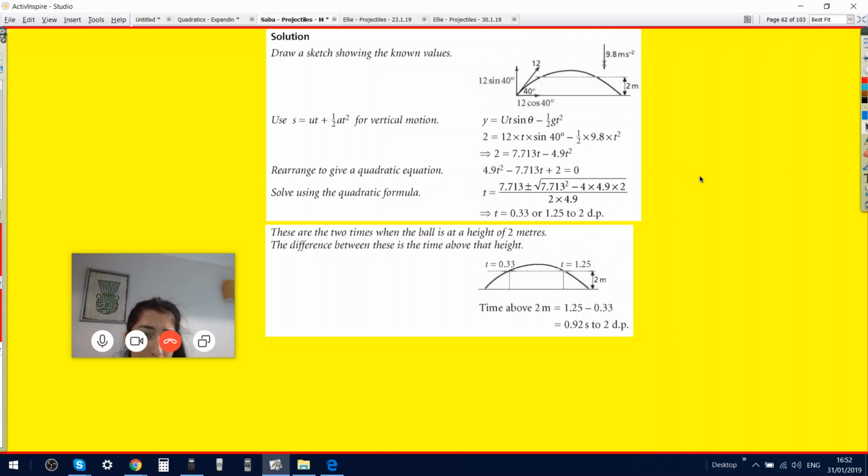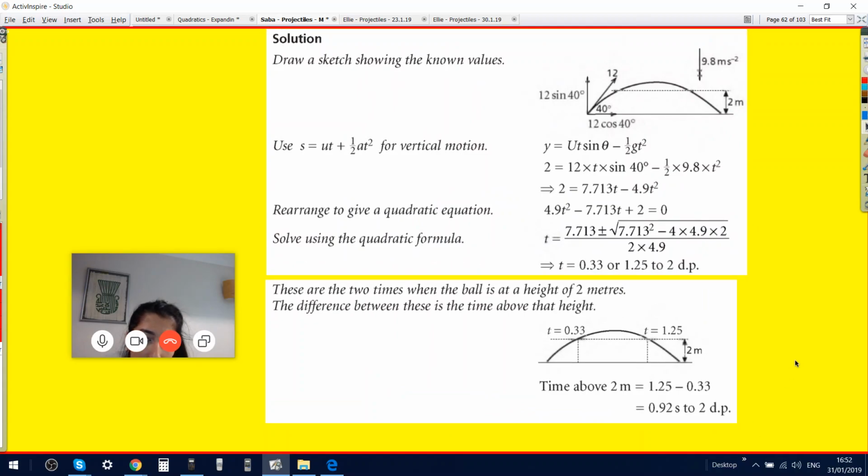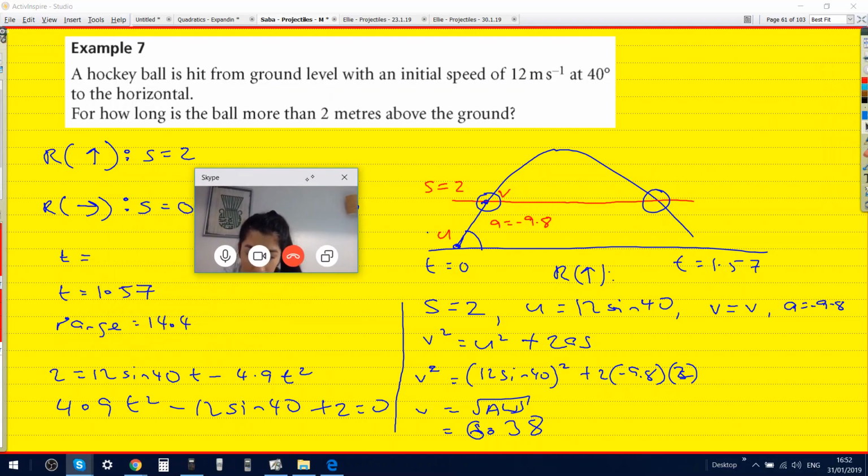I have it. What? 7.7. I've just done it a different way. Why do 7.7134? Sine 40. 12 sine 40. The same way that we did originally. That's literally what we did before. Right. Did you just do something wrong in your calculator and we got it right the very first time? Never go back onto the answer.